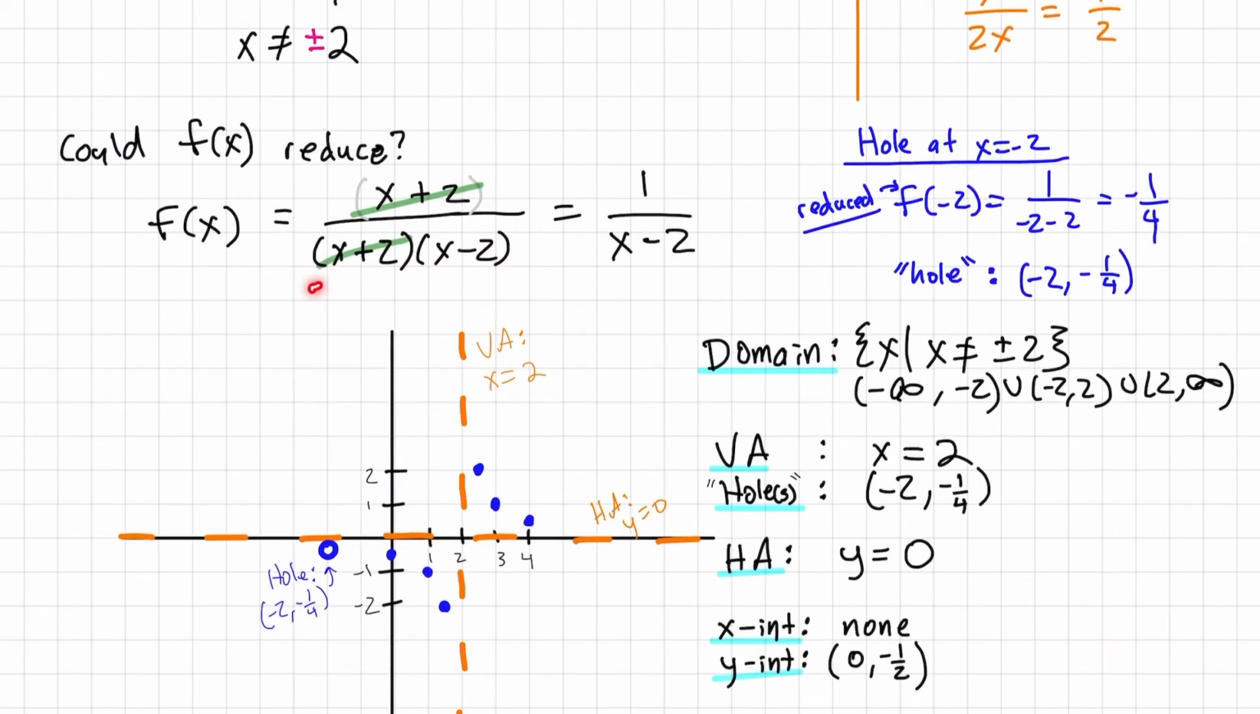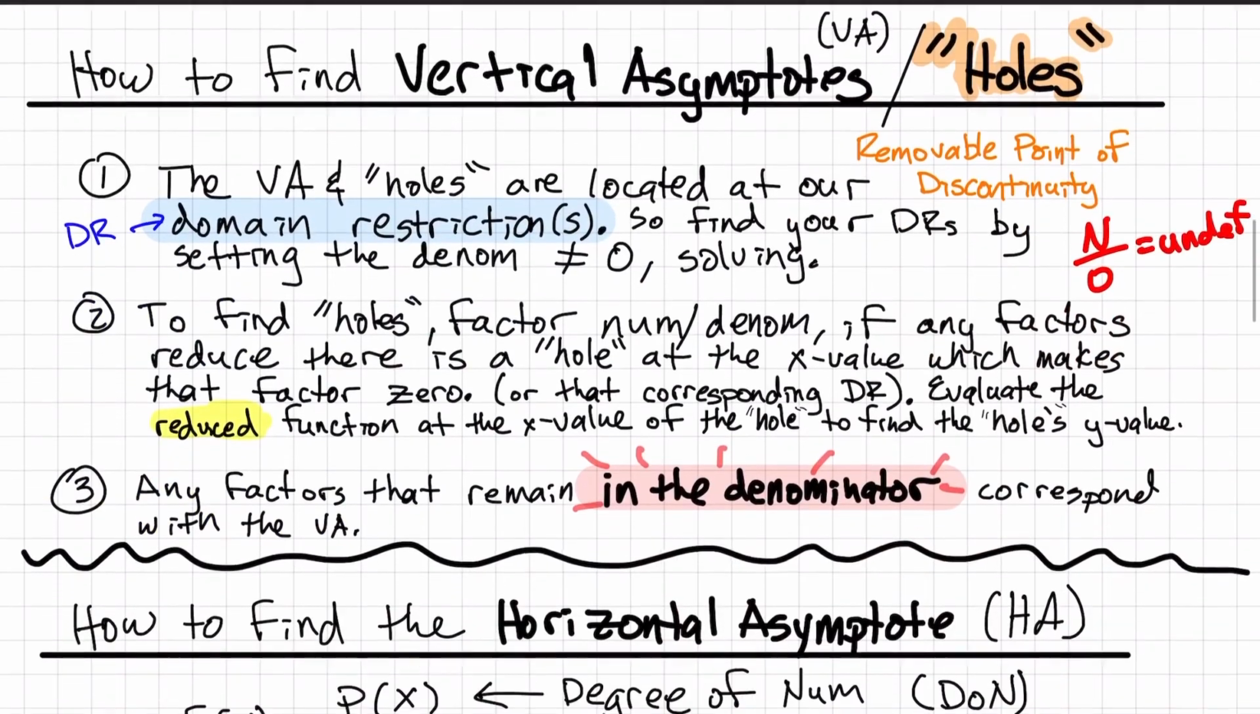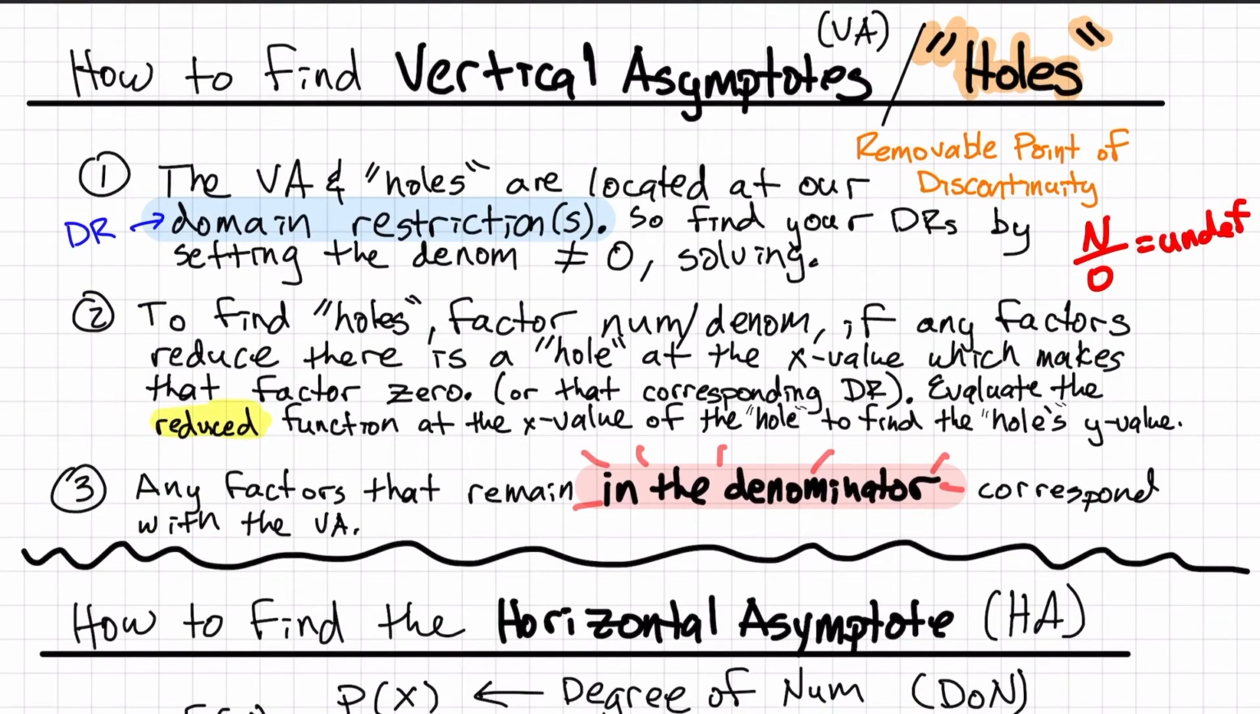Do you see right here? I removed it from the function. I don't see its effect in the reduced function. Now, it is in the original full function, it is there, but we call it a removable point of discontinuity. Okay, 3 steps to finding your vertical asymptotes and holes.